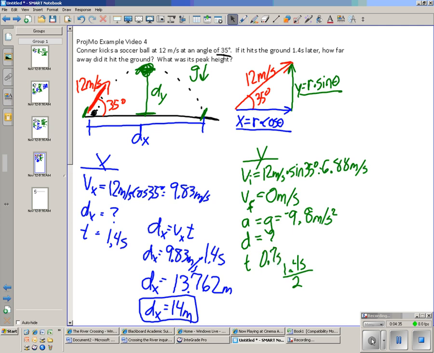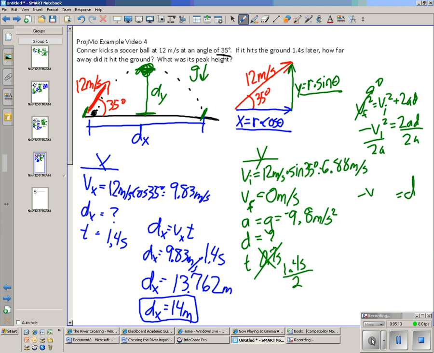But I might as well go ahead and not care about my time. So that is going to be the VF squared equation. VF squared equals VI squared plus 2AD. That's nice because the final velocity is going to be 0. That makes this initial velocity squared equal to 2AD. I'm sorry, that was negative initial velocity squared. Bringing the 2A to the other side, I have my displacement is equal to negative VI squared divided by 2A.